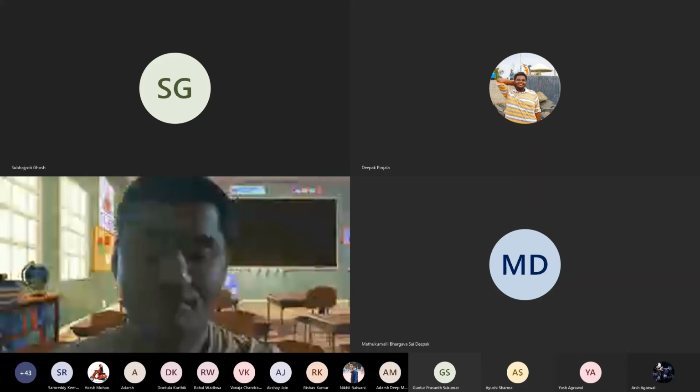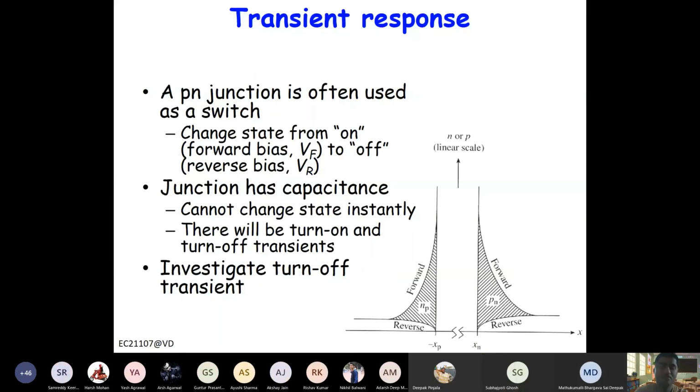So last class we discussed how to calculate different parameters, the equivalent circuit of p-n junction diode, the capacitance, the junction capacitance, diffusion capacitance, then conductance, and what are their typical ranges in forward bias and reverse bias. Now in today's class, we are going to discuss transient response.